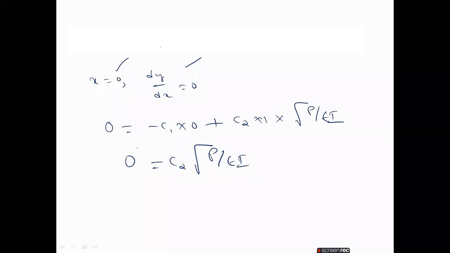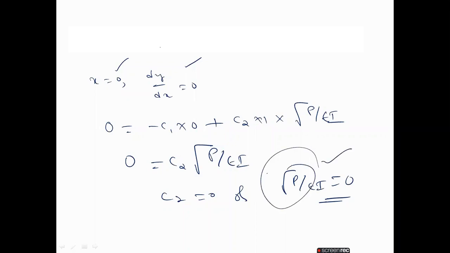Now, from this equation, it is clearly saying that C2 equal to 0 or square root of P by EI equal to 0. But for the given crippling load or buckling load, the value of square root of P by EI should not be 0. So then C2 should be 0. So the C1 value we calculated is minus m naught by P, and now the C2 value is 0.